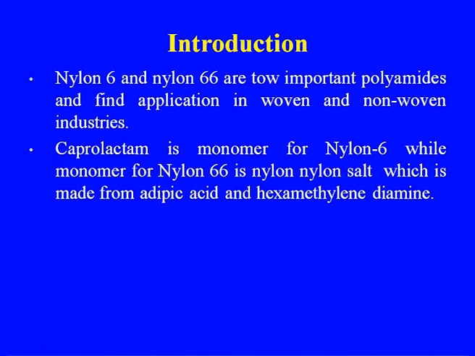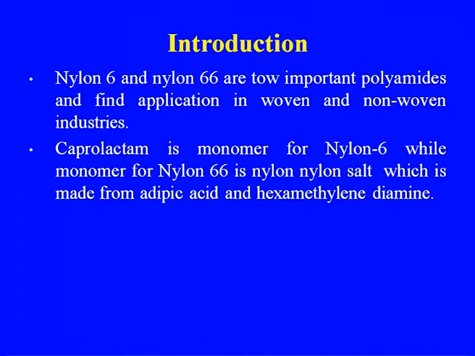Nylon 6 and nylon 66 are two important polymers and find application in woven and non-woven industries, because we have the application of the synthetic fiber in both. The tire cord and other applications are also there. As I told, for electrical appliances we are using nylon 6. So, woven and non-woven are both major consumers of nylon.